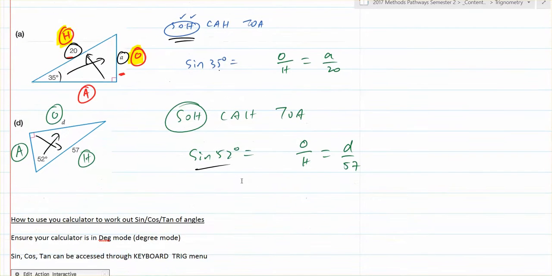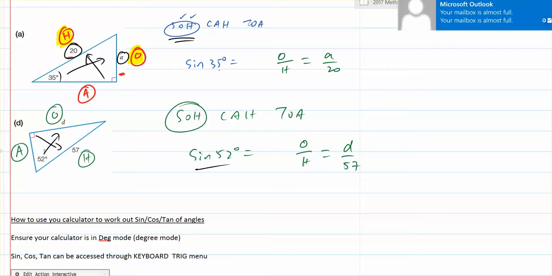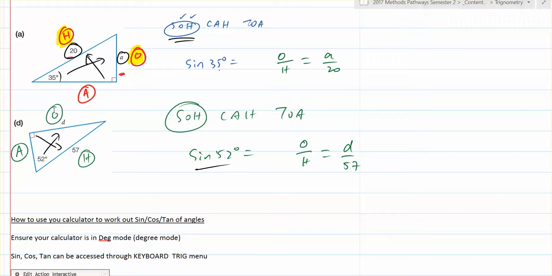And similar for question part D. If I want to label the triangle, the opposite side to 52 degrees is side D. You label that opposite. Opposite to the right angle is the hypotenuse, so 57 here, and the adjacent side is the one left over. Again, we've got a sine scenario because we're looking at the ratio between the sides of interest, opposite and hypotenuse, because these both are labeled. So you go opposite divided by hypotenuse, which is D divided by 57.